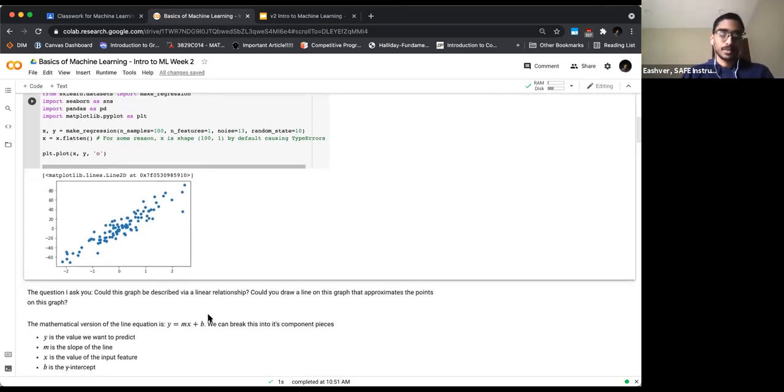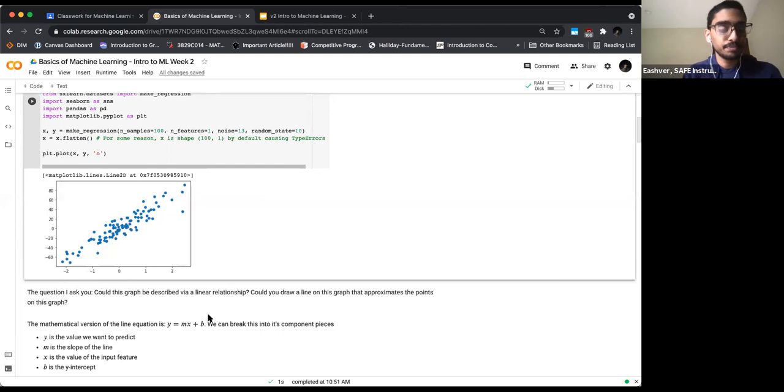And so when we think about our line equation, we have y equals mx plus b. We know that from, I don't know, algebra 1. When we look at it in its component pieces, y is the value we want to predict. M is the slope of the line. X is the value of our input feature. And then b is the y-intercept.